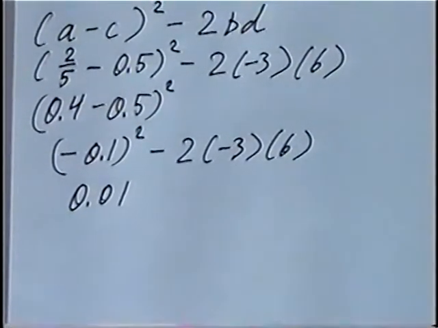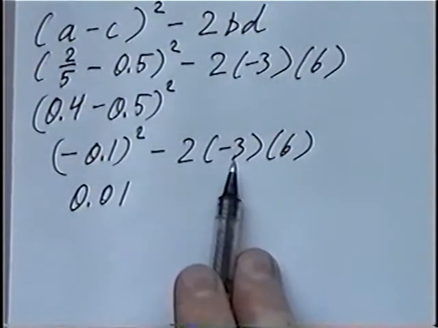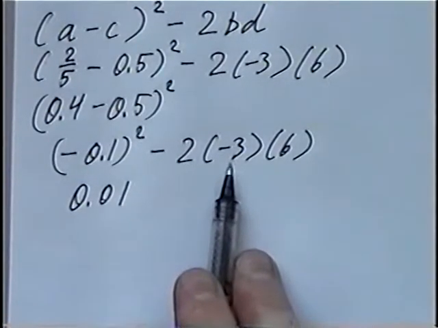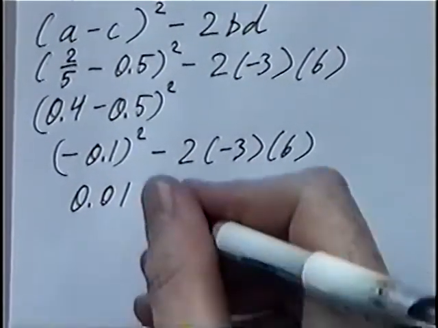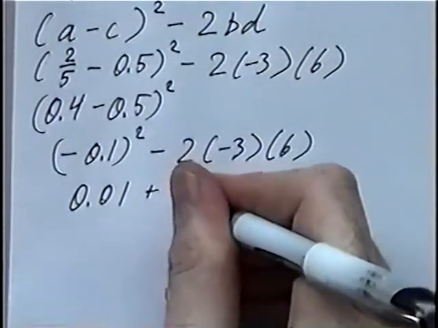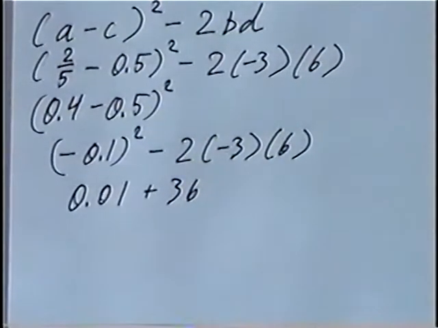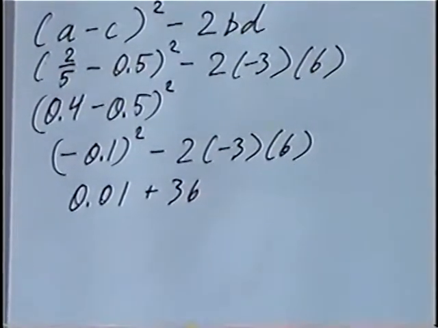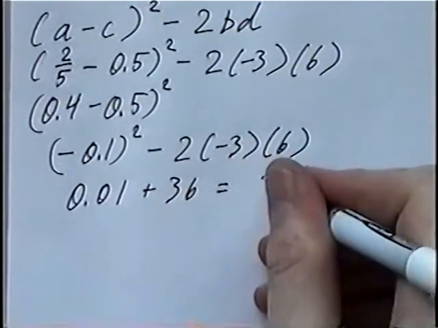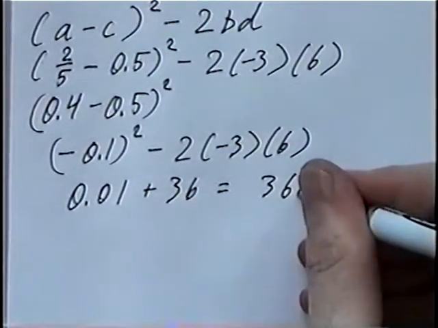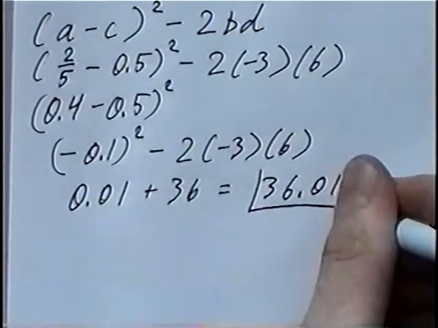And multiplying the rest of the numbers, negative 2 times negative 3 would be positive 6. Positive 6 times 6 would be 36. So we have 0.01 plus 36. So our final answer would be 36 and 1/100th.